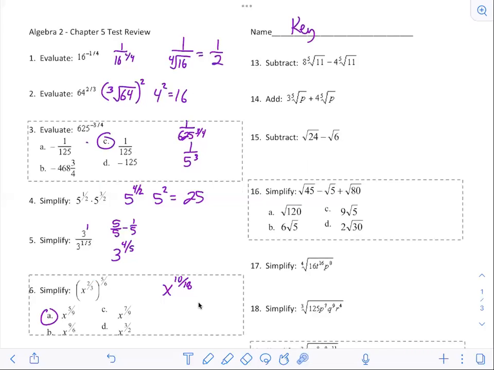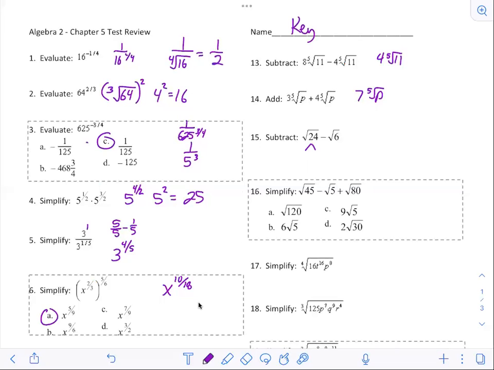Radicals, we need to have the same radical with the same root there. So here we've got the 5th root of 11. So once we've got that, we just add or subtract the numbers in front. So for 14, 3 times the 5th root of p plus 4 times the 5th root of p is going to be 7 times the 5th root of p.